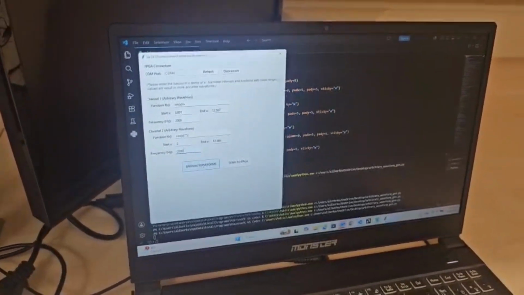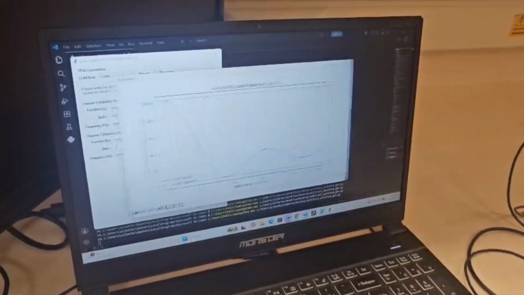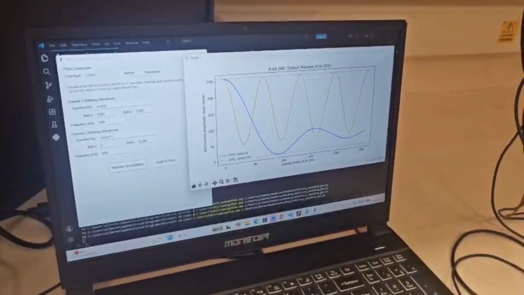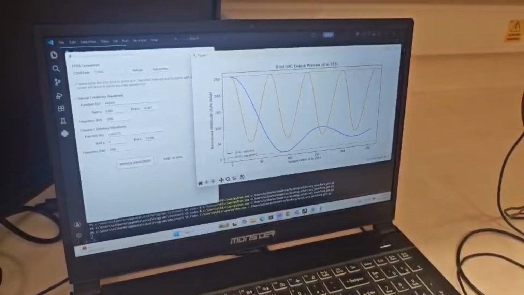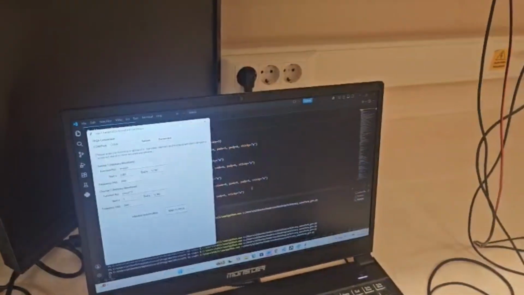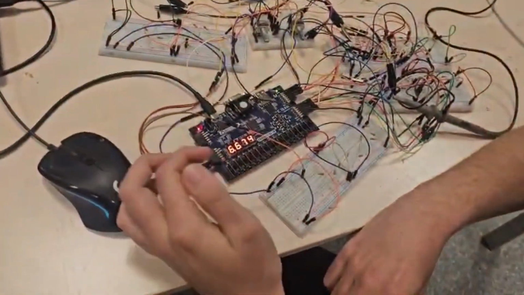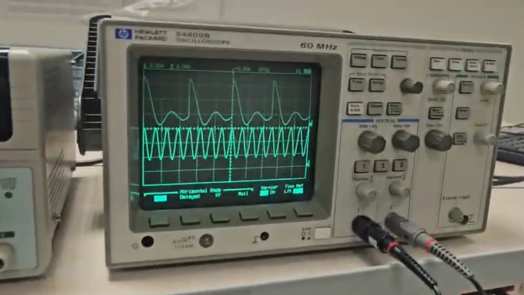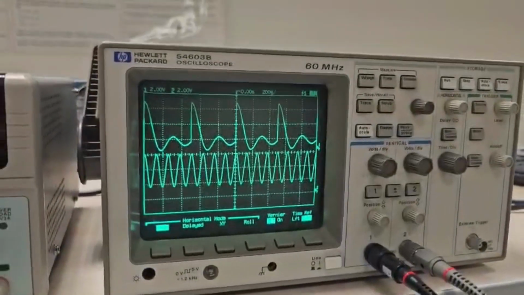And we also have the preview waveforms functionality here. Before we send our data to the Basys FPGA board, we can see how the waveforms are going to look like. Now let's send them to the FPGA. And in order to enable arbitrary mode, we have to turn on the third switches. And as you can see, we have the correct waveforms.